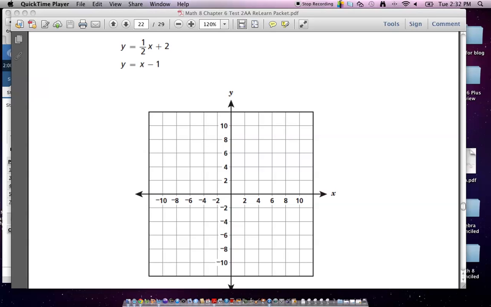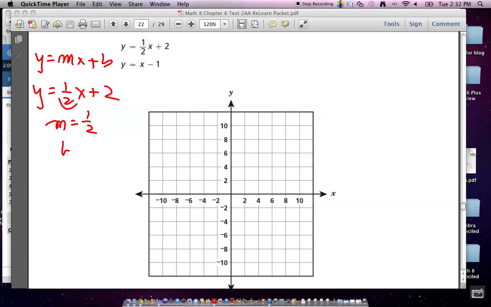Now, the only good piece of news about this particular graph is that they do give it to you in y equals mx plus b form. Remember, y equals mx plus b is the general equation of a line. So in this problem, the slope is 1/2, the y-intercept is 2. So I begin at 2, and I'm going to go up 1 over 2. Now, it looks like I went up a half. The problem is, if I went up a whole box, I would be going up 2. I'd be going from 2 to 4. So I only want to go up 1, which brings me from 2 to 3.